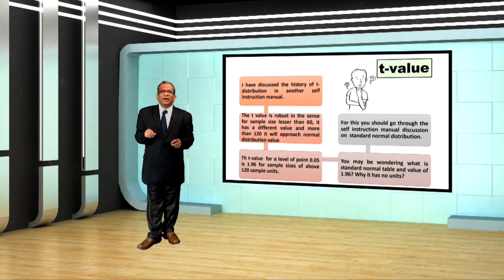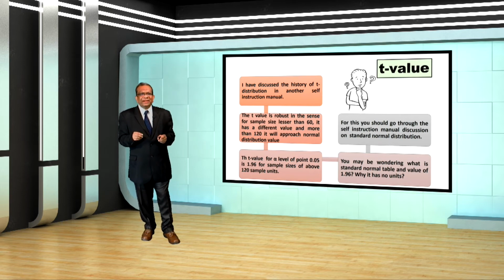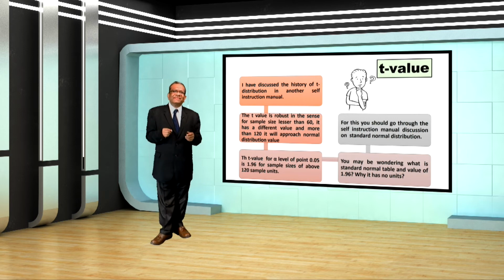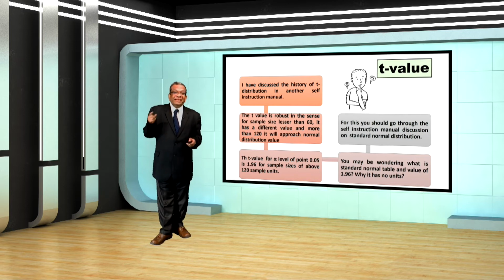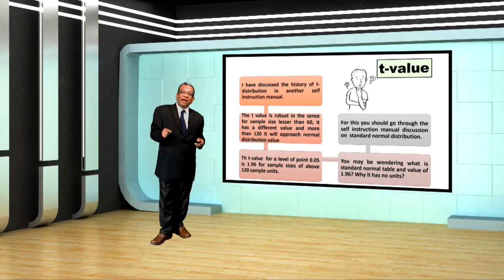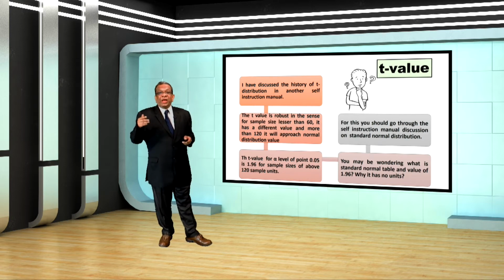Now, I have discussed the history of t-distribution in another self-instruction manual. The t-value is robust in the sense that for sample sizes less than 60, it has a different value. For more than 120, it will approach the normal distribution. The t-value for alpha level of 0.05 is 1.96 for a sample size of above 120 sample units.